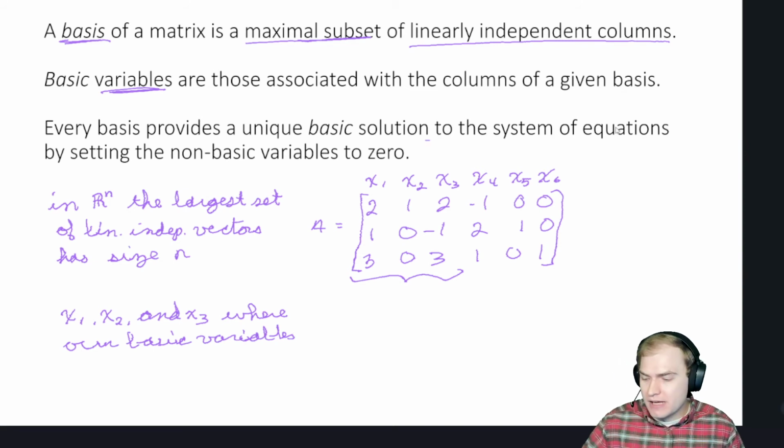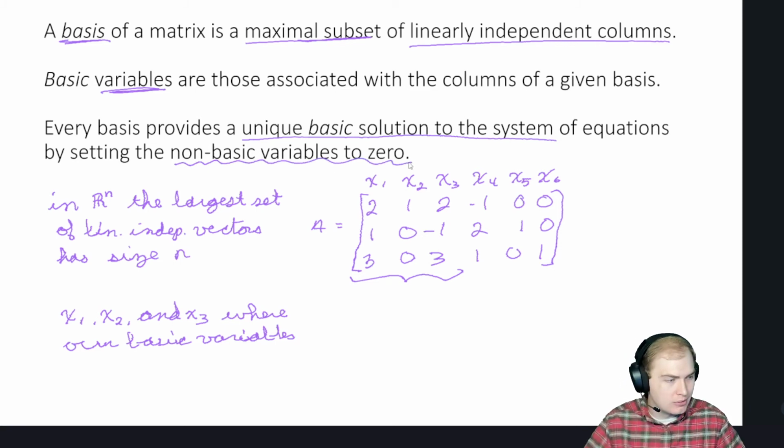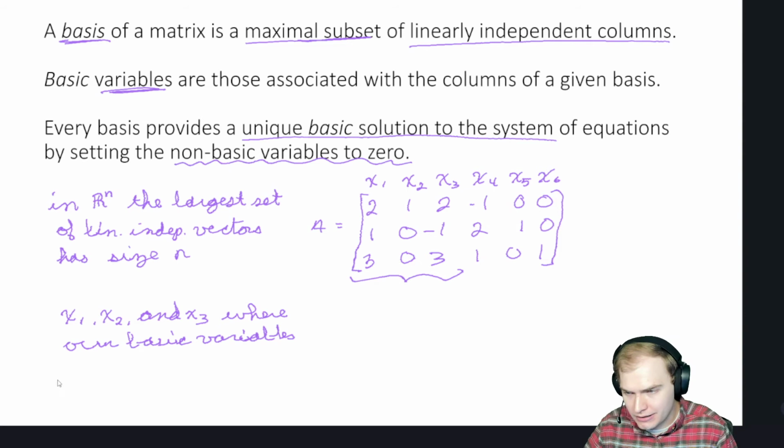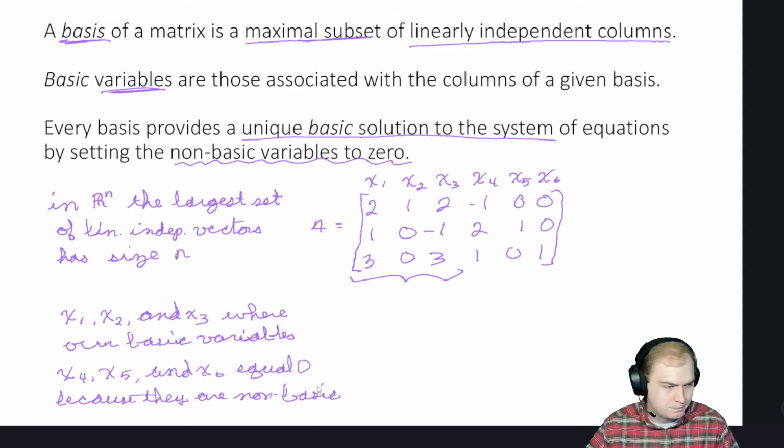So every basis provides a unique basic solution to the system of equations when we set the non-basic variables to 0. So if you remember a few minutes ago, what we did is we said x4, x5, and x6 equal 0 because they are non-basic. That's what we did on the previous few slides.